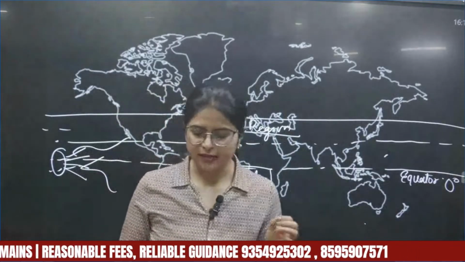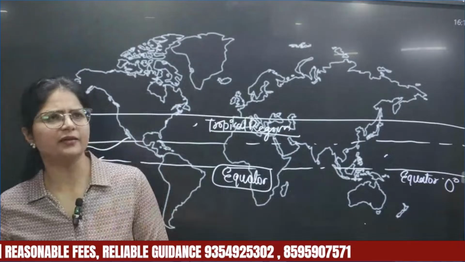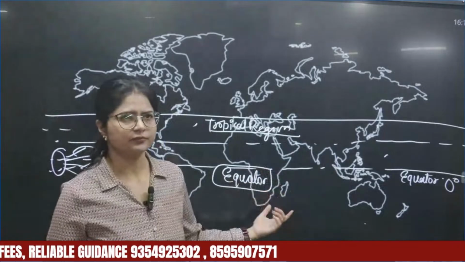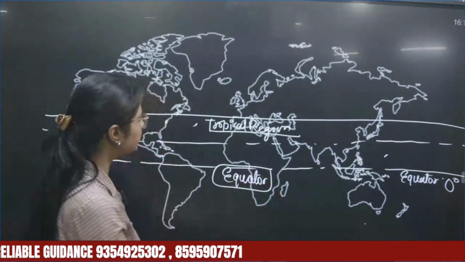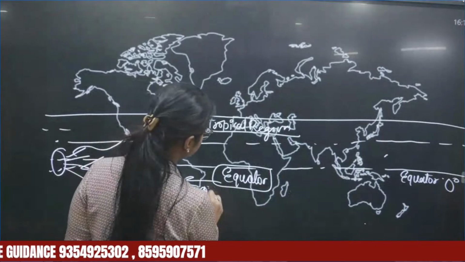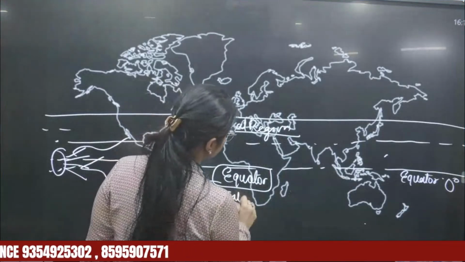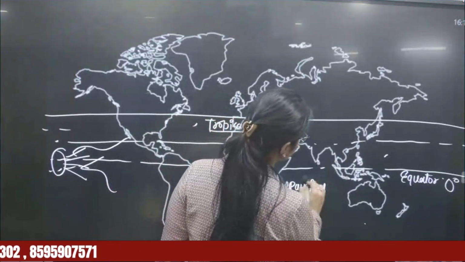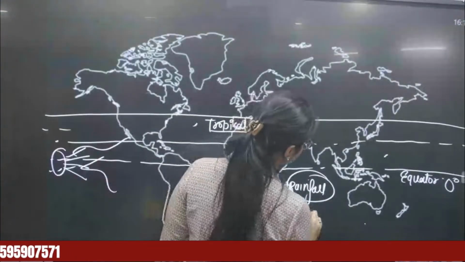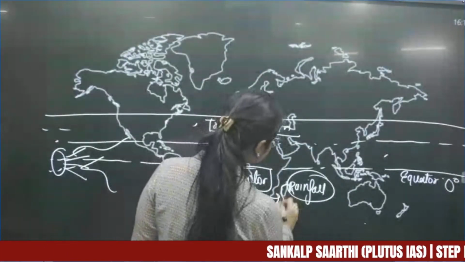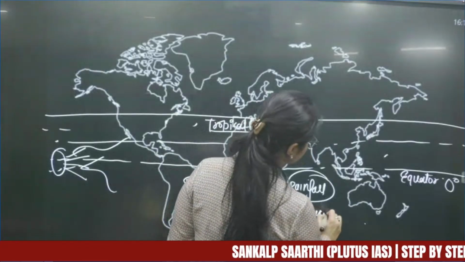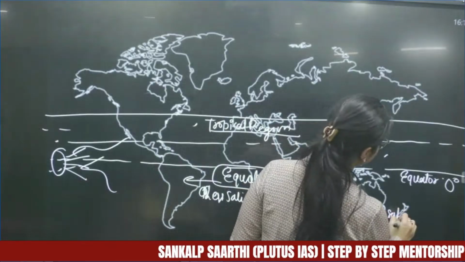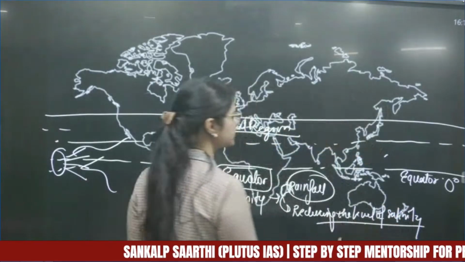Everyone knows that at 4 p.m., or generally not exactly at 4 p.m., in the evening, there is precipitation happening at the equator. And when this is happening, obviously we will have less salinity, because the rainfall which is happening is reducing the level of salinity. But before this, what do we have to see? What is actually increasing the salinity?